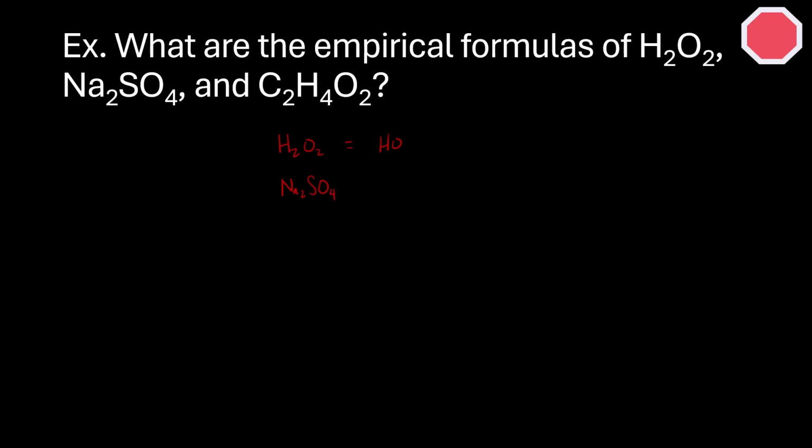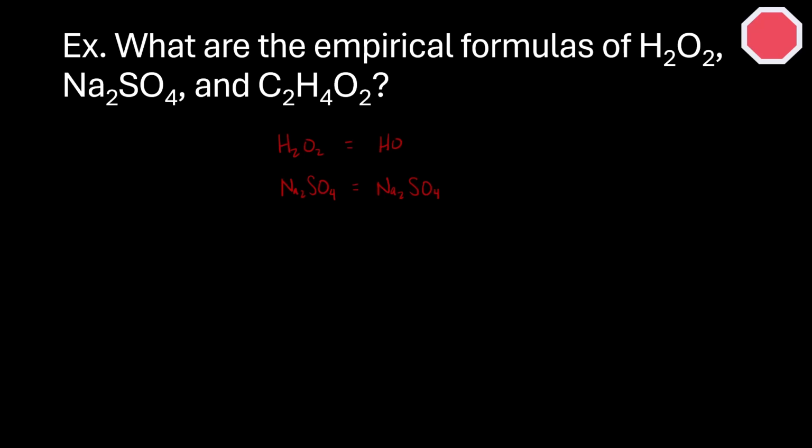Next is Na2SO4. Well, if you look, we only have 1 sulfur atom, so 1 can't be reduced any further. So this is actually going to stay the same as Na2SO4. For every 2 sodium atoms, we have 1 sulfur atom and 4 oxygen atoms. That's as low as we can go because of that 1 sulfur atom.